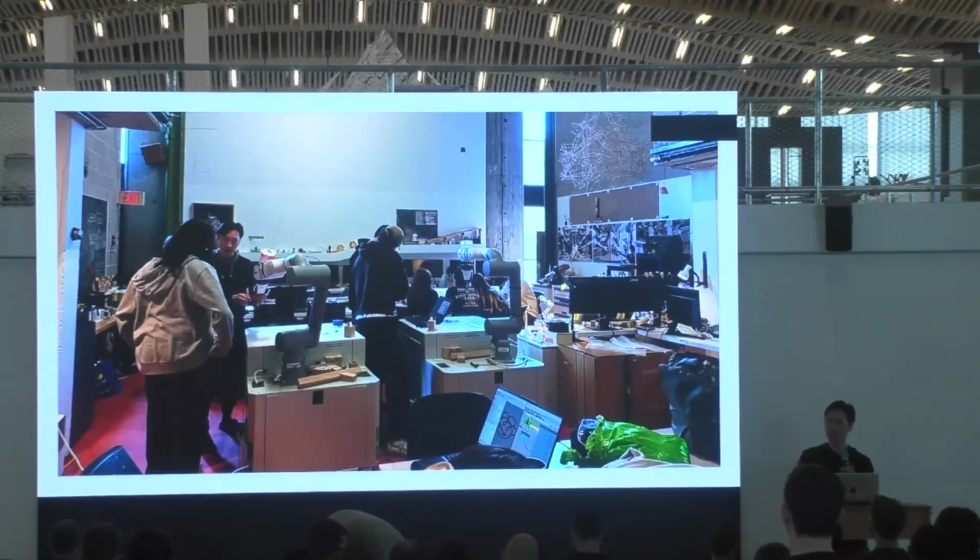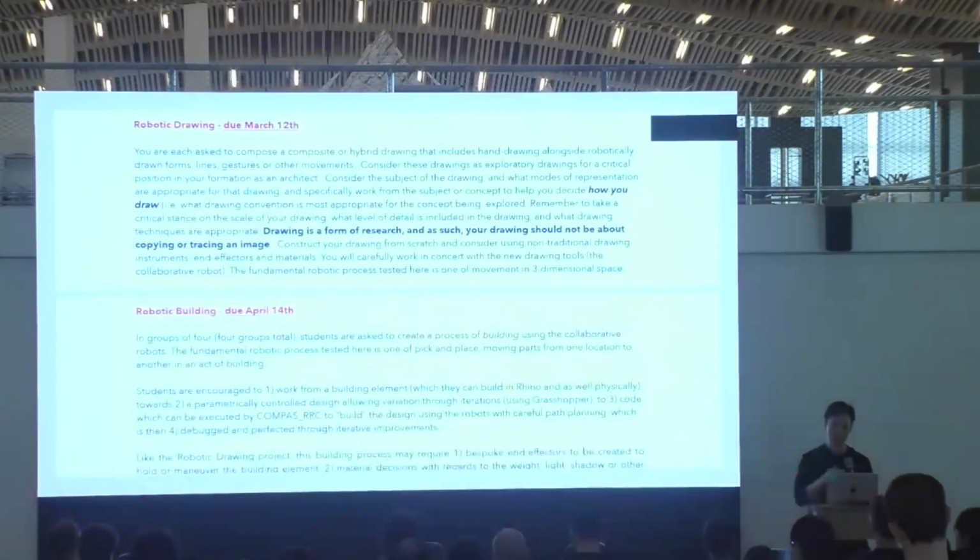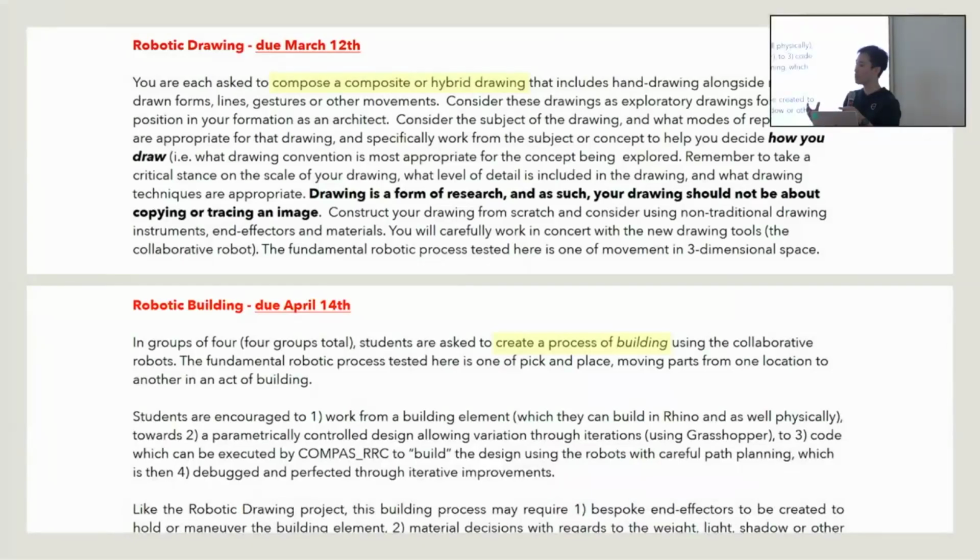So the first 6 weeks are dedicated to introducing these students to these principles, using COMPAS RRC as an easier entry point to robotic fabrication and robotic fabrication principles. And the last 7 weeks are dedicated to two projects where we keep it pretty open and broad, saying just draw and just build something with a robot and letting them figure out the rest by themselves.